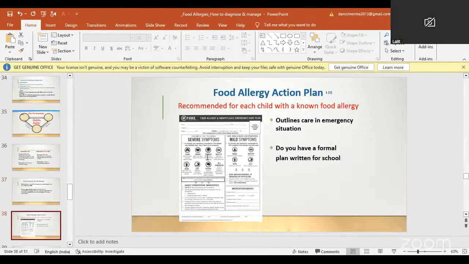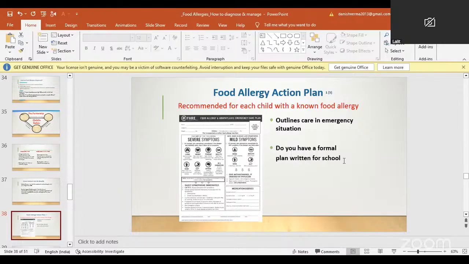Food allergy action plan. So this is again important. It's recommended for each child with known food allergy. Abroad, they have this bracelet where they have the allergen mentioned on it, because if they go out on the street, anybody who's a caregiver or people walking on the streets will know. Basically, it outlines the care in the emergency: severe symptoms and mild symptoms, what has to be done, whether the child is allergic to a certain kind of food, and where the reaction happens, whether it's gut or so on. So it has everything mentioned here.